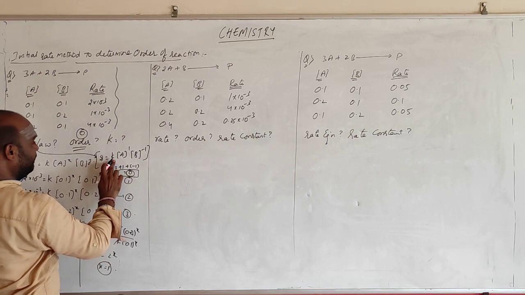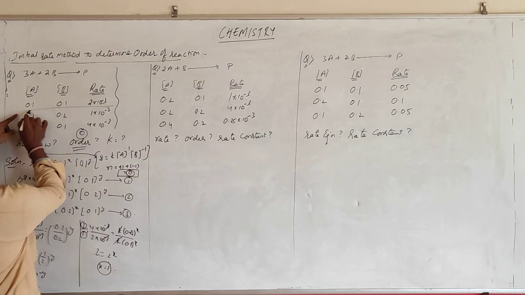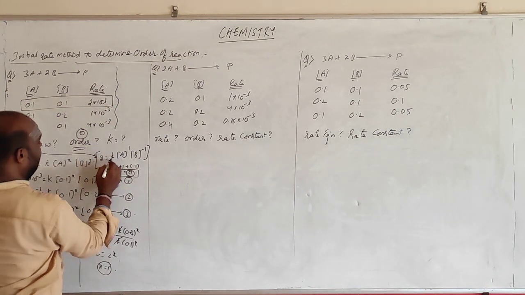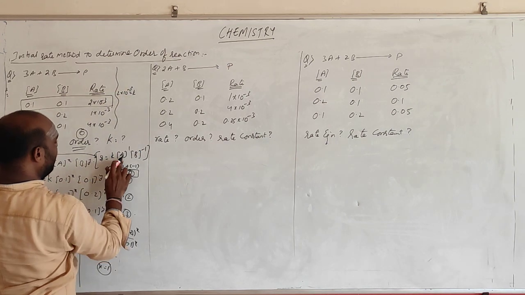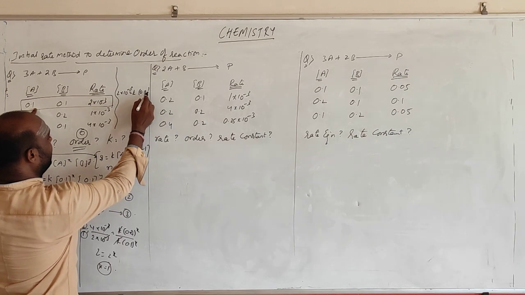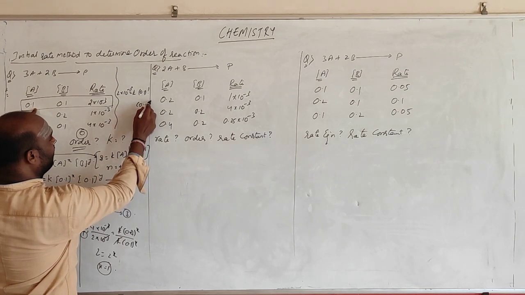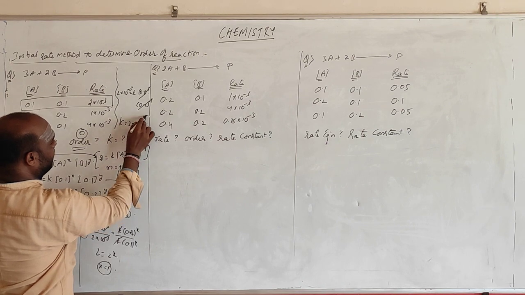What is the k value? You should find out the k value. So let me take this equation. r = 2 × 10^-3 = k × (0.1)^1 × (0.1)^-1. These two will be cancelled. So the k value will be equal to 2 × 10^-3.